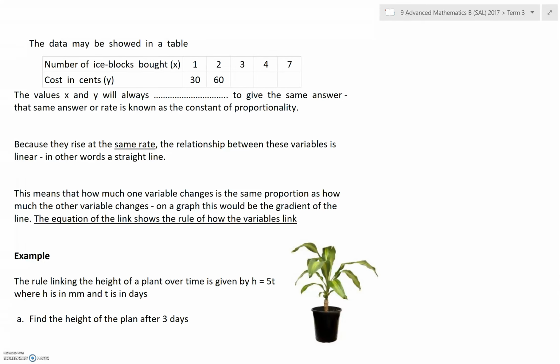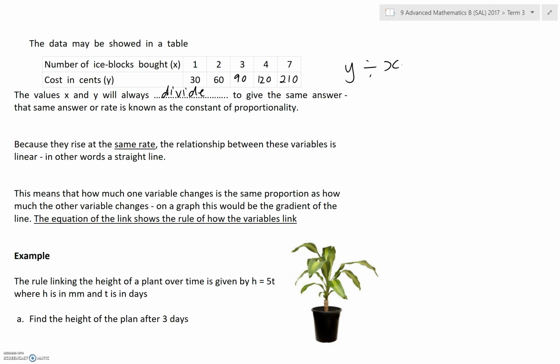So one ice block equals 30 cents, two ice blocks equals 60 cents, 3 ice blocks equals 90, 4 equals 120, 7 equals 210. And you need to notice that with proportion, the values x and y will always divide to give the same answer. So notice that 30 divided by 1 is 30, 60 divided by 2 is 30, 90 divided by 3 is 30. So if we divide y by x, it should always give us the same answer.